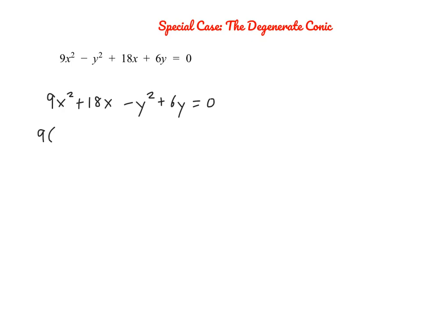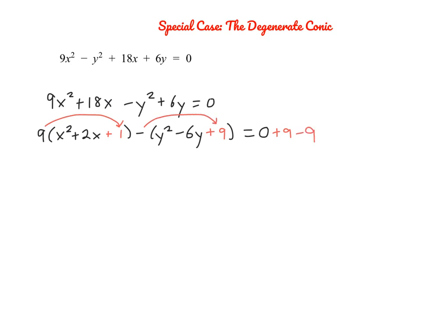So remember, here we actually need to factor out the 9. And then here we're going to be adding 1 inside the parentheses. We'll deal with what we're actually adding in just a moment. And then here we're going to need to factor out the -1, leaving us with y squared minus 6y. And then if you cut this in half and square it, we get plus 9 equals 0. Now be careful here because here we're actually adding 9. And here we're actually subtracting 9. So we still end up with 0 on the right. But it's really important that you check to make sure that you're doing the same thing to both sides of your equation. So this leaves us with 9 times x plus 1 squared minus y minus 3 squared equals 0.